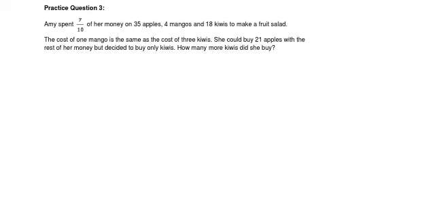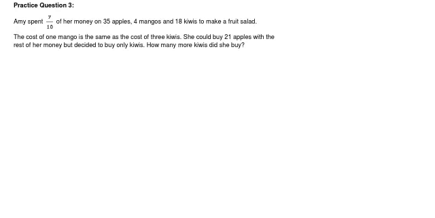Okay, this is our last question. So now Amy spent 7 over 10 of her money on 35 apples, 4 mangoes, and 18 kiwis. So 7/10 of her money is spent on 35 apples, 4 mangoes, and 18 kiwis. To make a fruit salad, the cost of 1 mango is the same as the cost of 3 kiwis. Okay, so 1 mango costs as much as 3 kiwis.